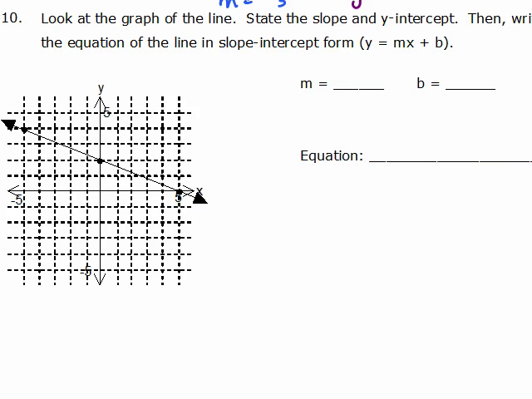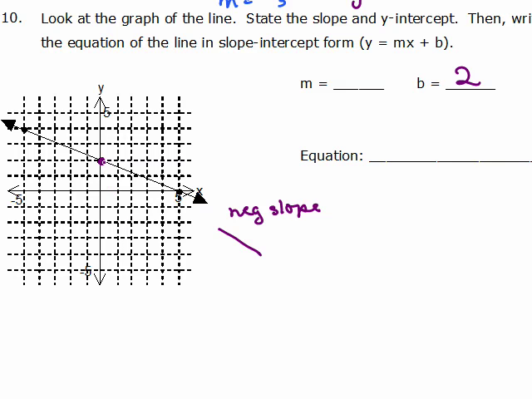All right, number 10. Look at the graph of the line, state the slope and y-intercept. All right, so we look up here, and we have this labeled 1 through 5, and so we see that the y-intercept right here is up 2 spaces. So b is 2. Now we need to get the slope of the line. I see it's negative. Do you see how it's slanting this direction? So it's going to be a negative slope. So your answer should be negative.